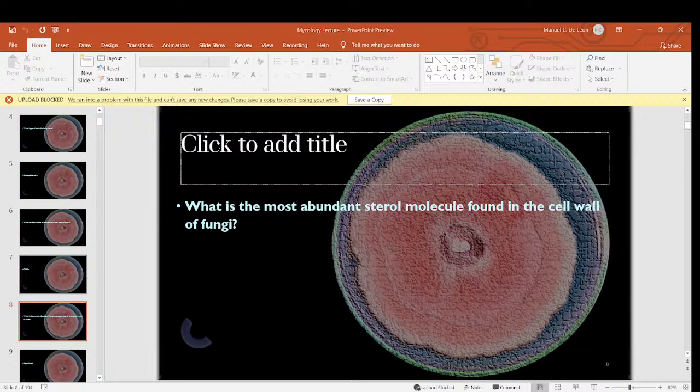Ergosterol, very good. Now, reproductive patterns of fungi. Similar to some parasites, fungi are capable of reproducing asexually and sexually. These are terms that require a tiny bit of your attention, primarily because they might appear in a board exam question. Okay, clinical forms of fungi: we have the yeast and the mold.